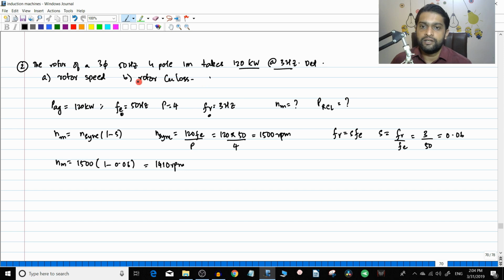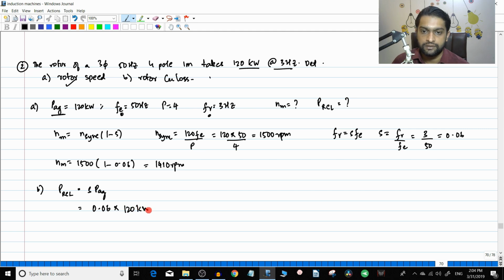Now the rotor speed is over, and now you have to find the rotor copper loss. So let's now find the rotor copper loss. You know that once you know the air gap power, the rotor copper loss is nothing but equal to S into PAG. There is a direct relationship which connects the air gap power and the rotor copper loss. So for this particular motor, this value will be 0.06 into 120 kilowatts.